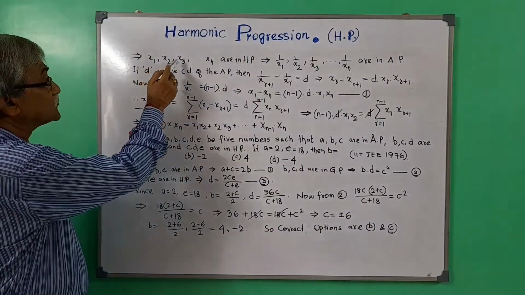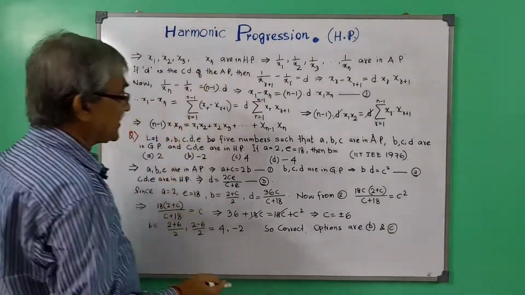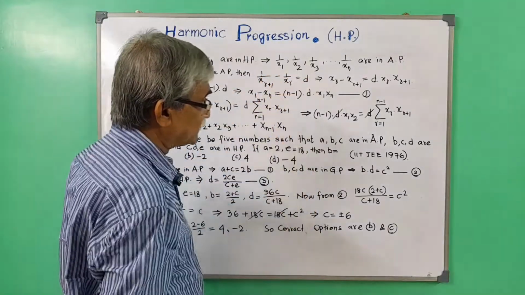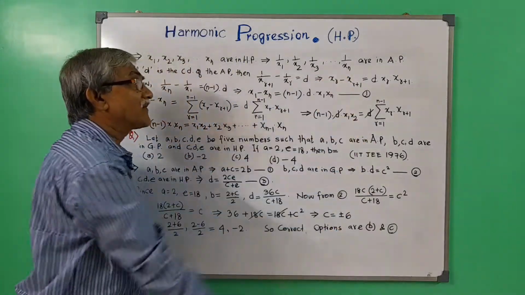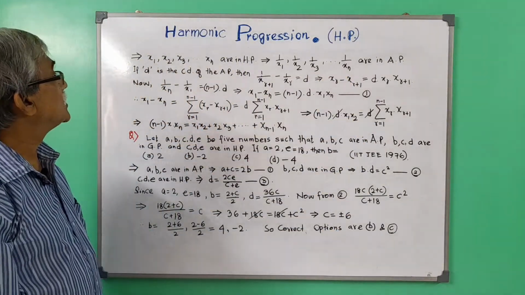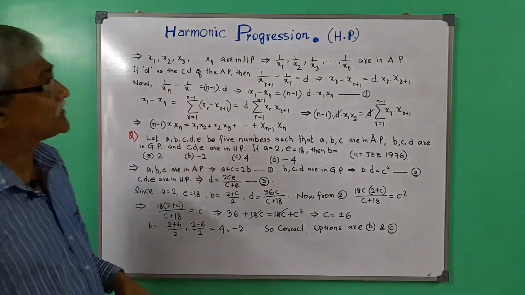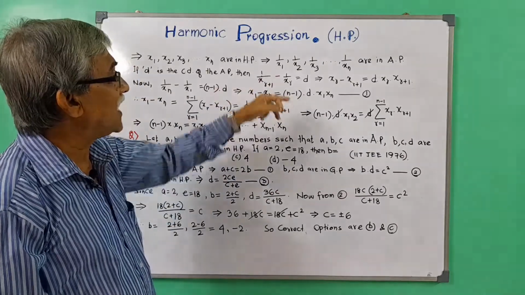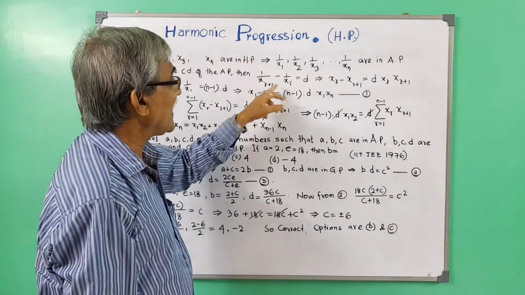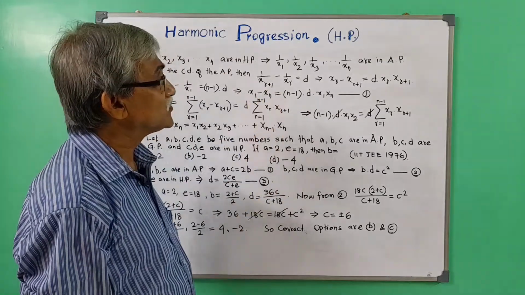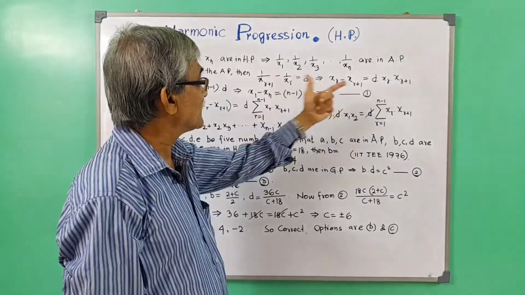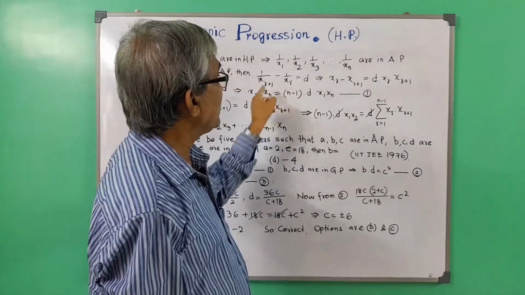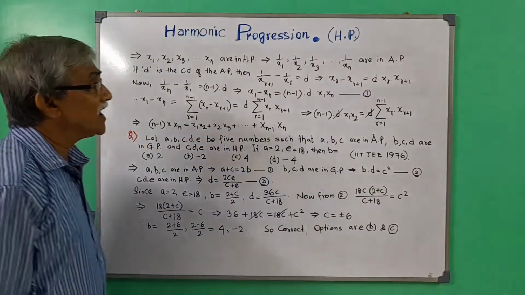As x1, x2, x3 up to xn are in HP, it implies that the reciprocals, 1 by x1, 1 by x2, 1 by x3 up to 1 by xn, are in AP. Now if D is the CD, the common difference of this AP, then 1 by x(r plus 1) minus 1 by xr is equal to D, for any two consecutive terms. Thereupon, by solving, you get xr minus x(r plus 1) is equal to D into xr into x(r plus 1).